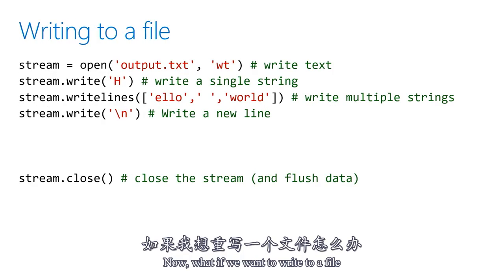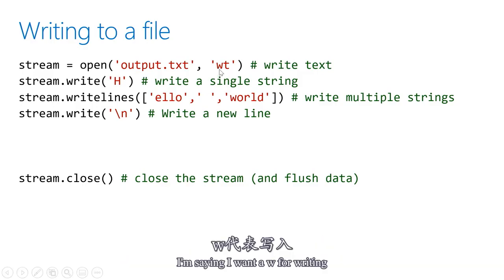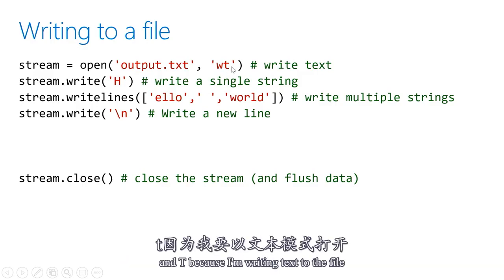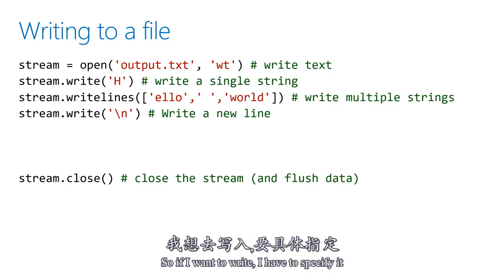Now, what if we want to write to a file? Well, first of all, we're going to have to specify the mode. I'm saying I want a W for writing and T because I'm writing text to the file, because the default's reading. So if I want to write, I have to specify it.